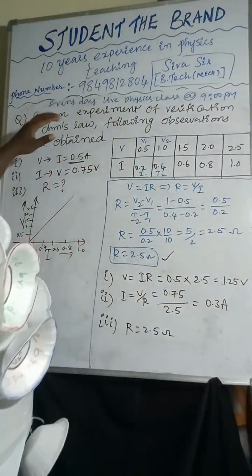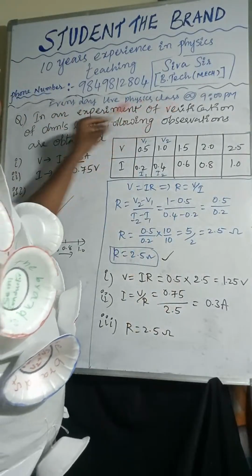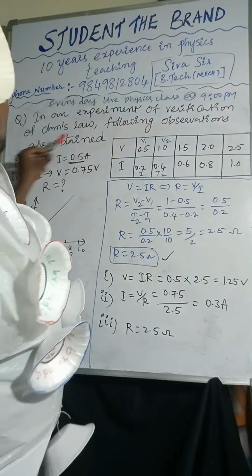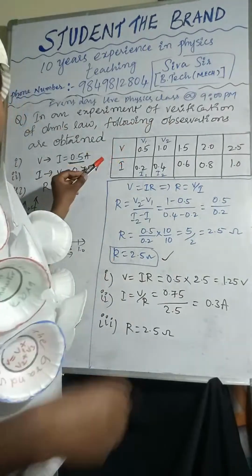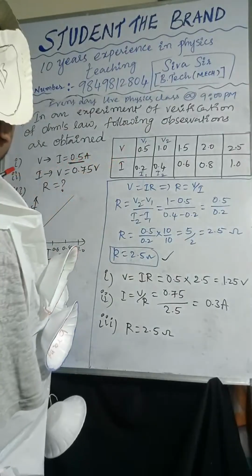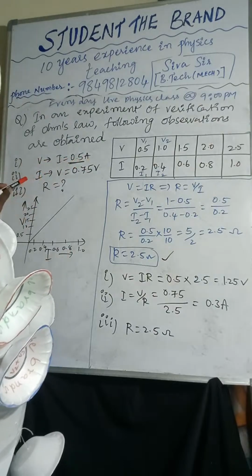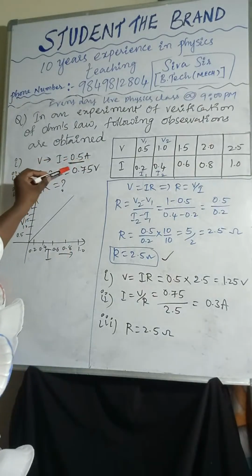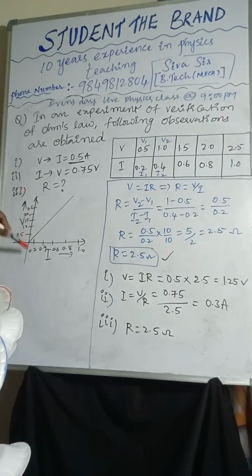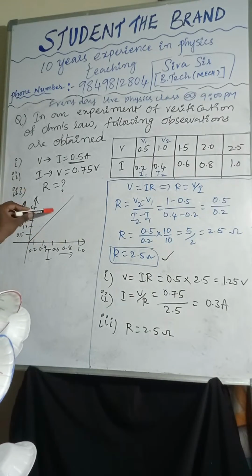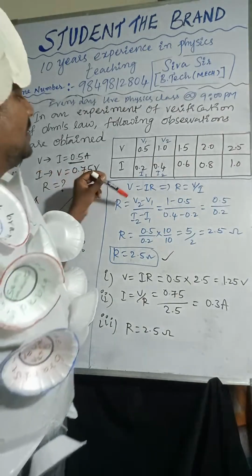I am taking an experiment of verification of Ohm's law, where the following observations are obtained. V values and I values are given. We have to find the potential difference when the current is 0.5, and the current when the potential difference is 0.75. They are also asking to draw the graph, and you have to mention the values and find the R value.